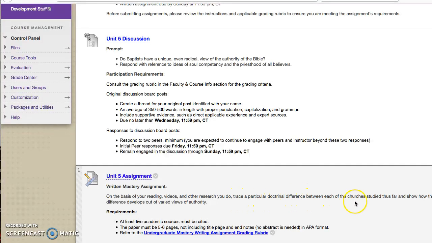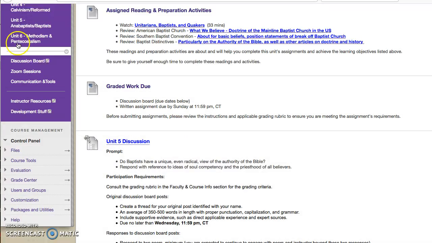And then the Unit 5 assignment is a written mastery assignment, which asks them to trace a particular doctrinal difference between each of the churches studied thus far and show how that difference develops out of varied views of authority. Again, I think a wonderful way of understanding the organic development, based on ideas of authority, of how different versions of the church are manifest.